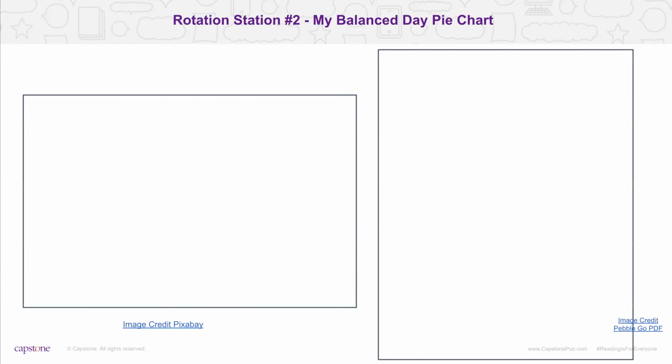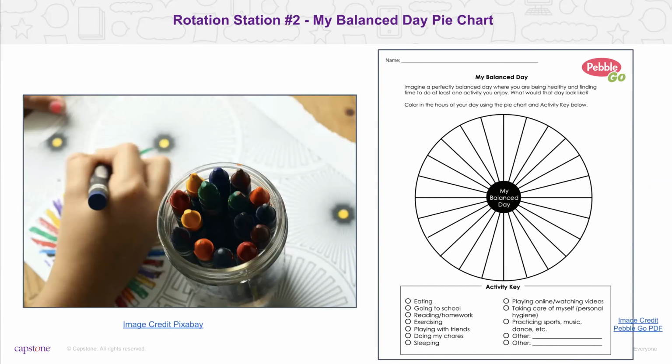The other activities that you could do for rotation station number 2, kids can physically draw and create. And now that they have identified between their own friend and themselves, what does their day look like?